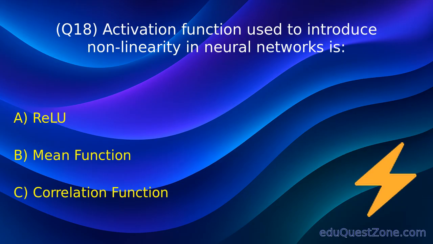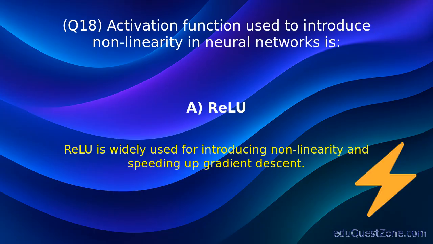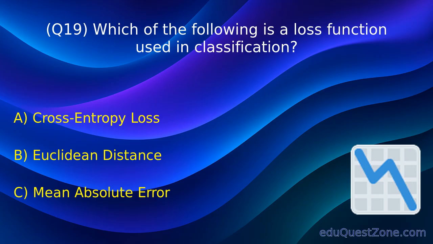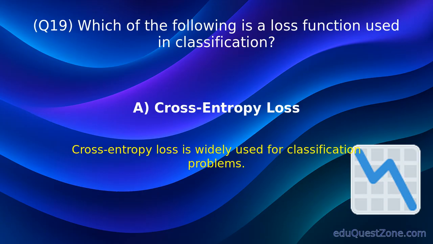Question 18. Activation function used to introduce nonlinearity in neural networks is. Option A. ReLU. ReLU adds nonlinearity and speeds up training. Question 19. Which of the following is a loss function used in classification? Option A. Cross entropy loss. Cross entropy loss is the most popular classification loss function.